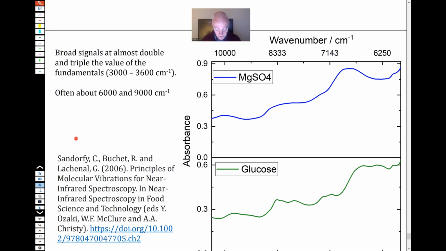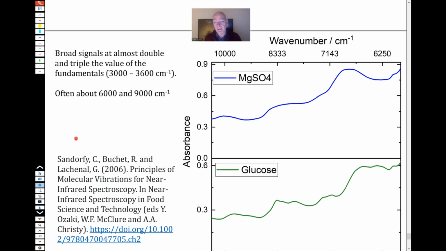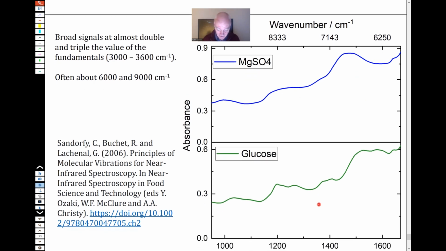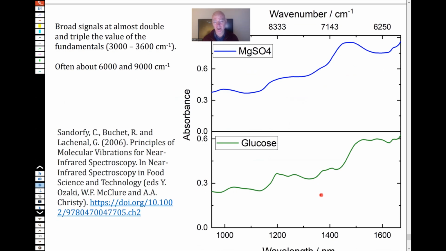And that's actually what you see here. The point I made a little bit earlier was that look how magnesium sulfate and glucose were given these signals in roughly the same place. That's really a consequence of the fact that you're seeing OHs and CHs, and they're at about the same frequency. So double and triple those is also at about the same frequency.